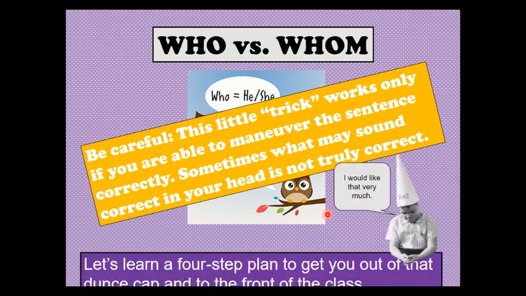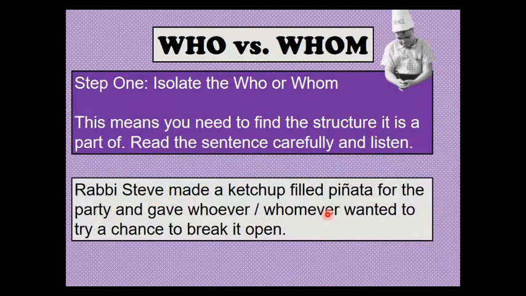Okay, so lastly, let's take a look at this little 4-step plan on how to figure out whether it's a who or whom. The first thing is we have to isolate. It's the most important step: you have to isolate the part that has the who or the whom. So when you read the sentence, figure out where the who or the whom is, start there, figure out where that little section ends, and get rid of everything else.